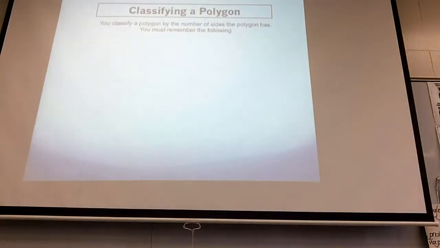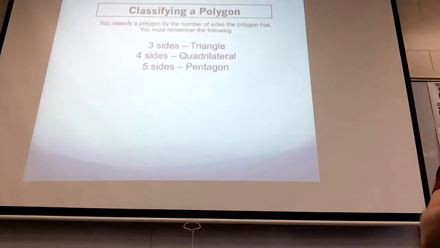Since polygons start with 3 sides, I think everyone should be familiar with 3 sides being a triangle. No problems there. The next one up would be 4 sides. What's a 4-sided polygon called? Not a square. Quadrilateral. Yes. The other names are too specific. This is just general. And then 5 sides, of course, we already had up there. That would be your pentagon.